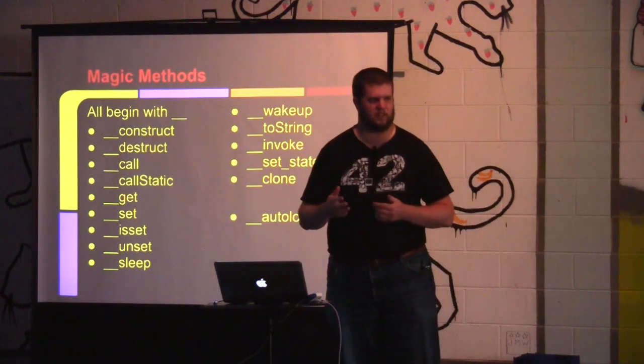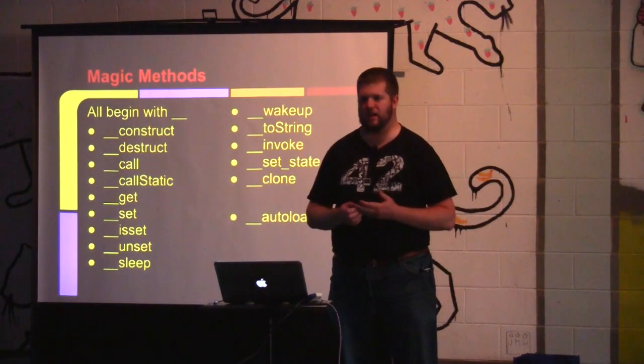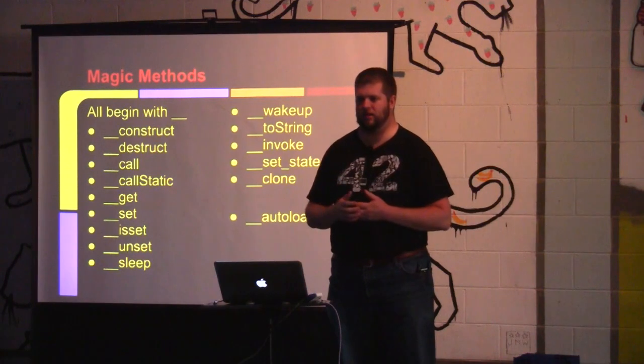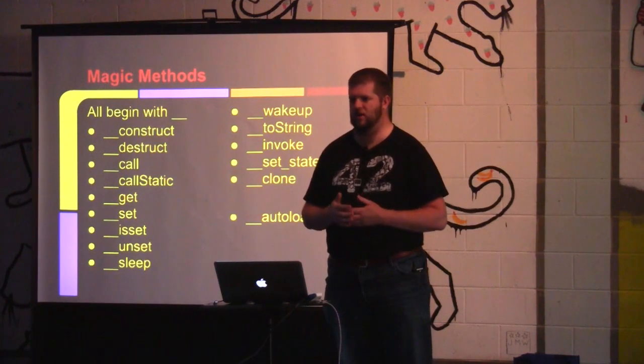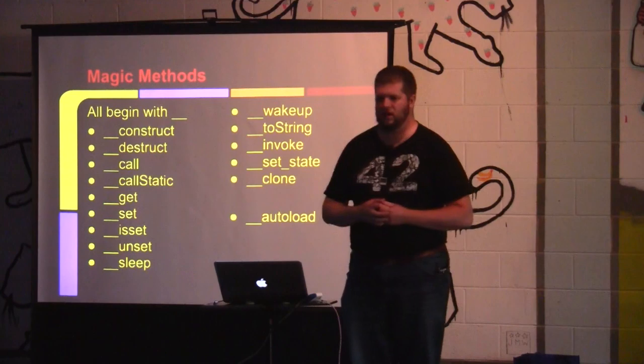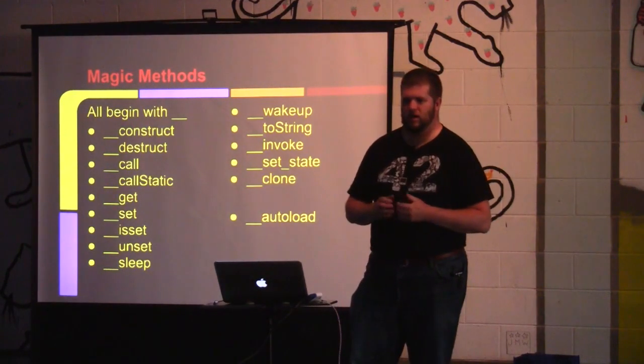So call static is the same sort of deal, but it's going to work on static methods. So if you try and make a call to a static method that doesn't exist or you don't have access to it, call static will get called. Get is going to work if you try and get to a variable that you don't have access to from in a read context.